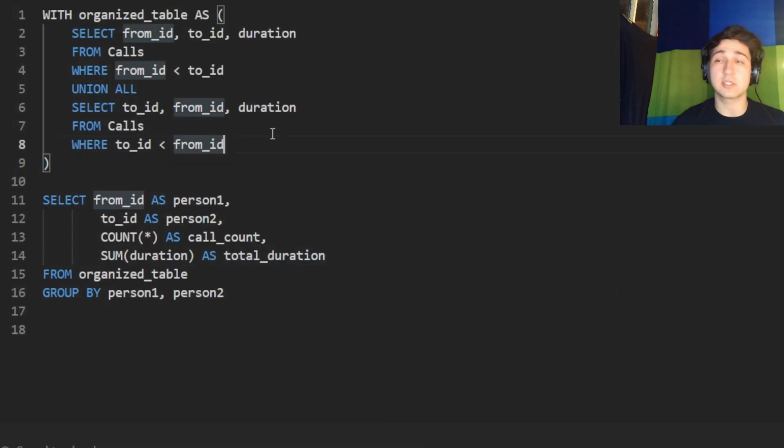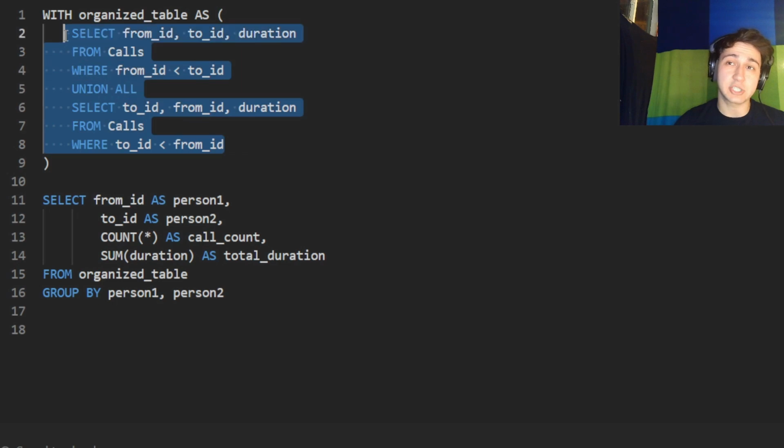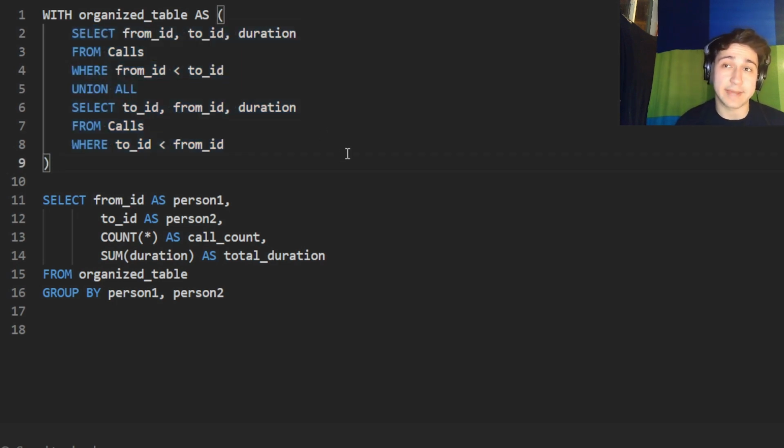It works. Just to go over everything one more time. First, we used a union all to get each pair of callers and made it so that the caller with the smaller ID is before the caller with the bigger ID. And then once we got all of that, we just performed some aggregate functions. We just counted how many rows each pair of people had and then summed up the phone calls for each pair of people. And that's all.